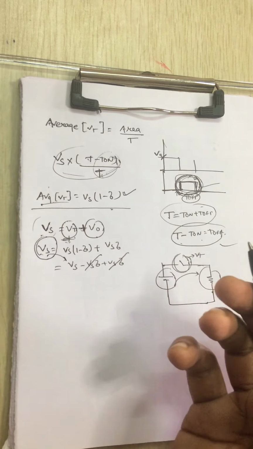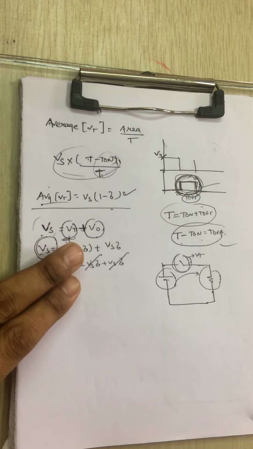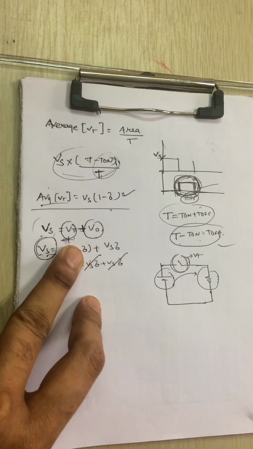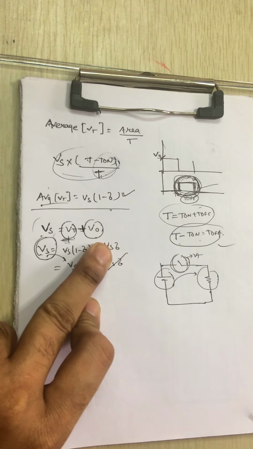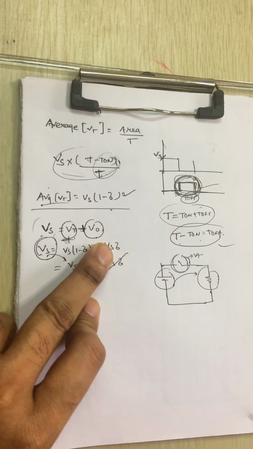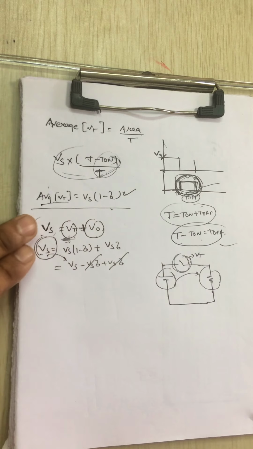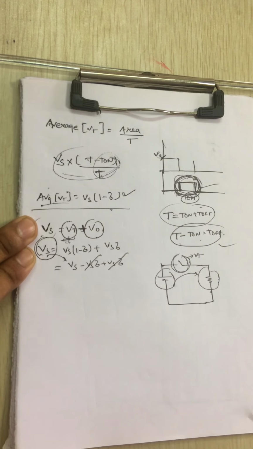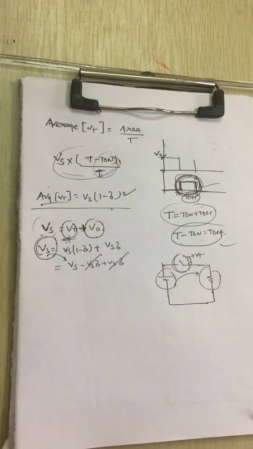So hence it is verified that if you add the average output voltage of the thyristor and the average output voltage of the load, it will be equal to the source voltage which you are applying.